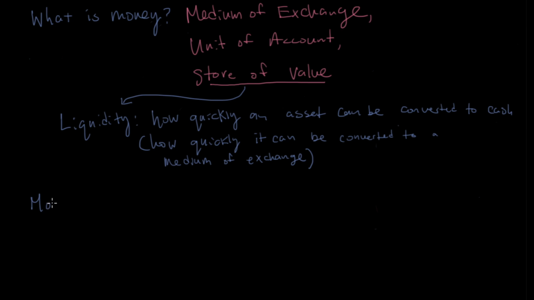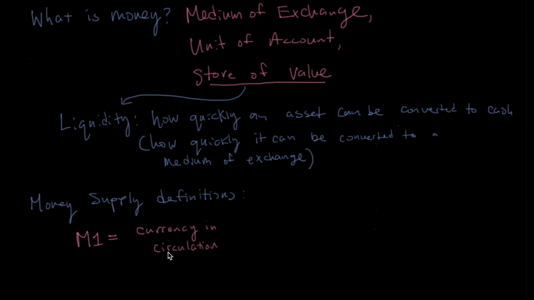All right, so the most liquid definition of money supply. The definition of the money supply that includes the most liquid assets is what we call the M1 money supply. What this consists of is all the currency in circulation, okay? All the currency in the system, all the green pieces of paper that are circulating in the economy, plus all the checking deposits.